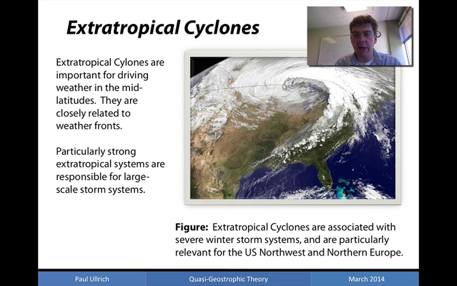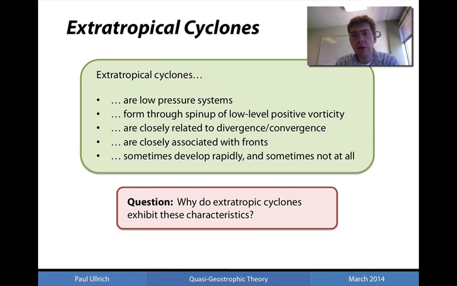These systems are particularly prominent in the wintertime when we have large eddy activity transporting energy from the subtropics to the polar regions. And they're responsible for basically large-scale storm systems, in particular large-scale winter storms. These are particularly prominent in the US Northeast and in Northern Europe, where these storms have the potential to cause millions to billions of dollars of damage, depending on their severity. So, in summary, extratropical cyclones are basically low-pressure systems. The eye of the extratropical cyclone is a low pressure, analogous to tropical cyclones.